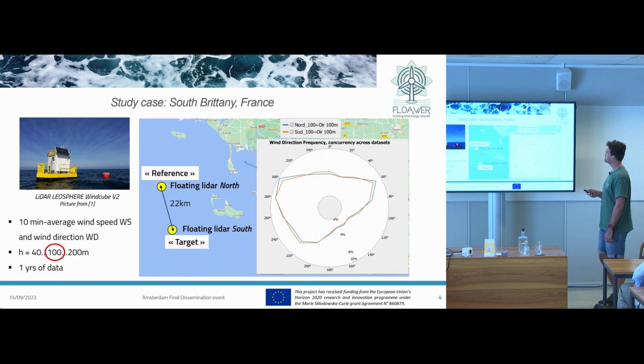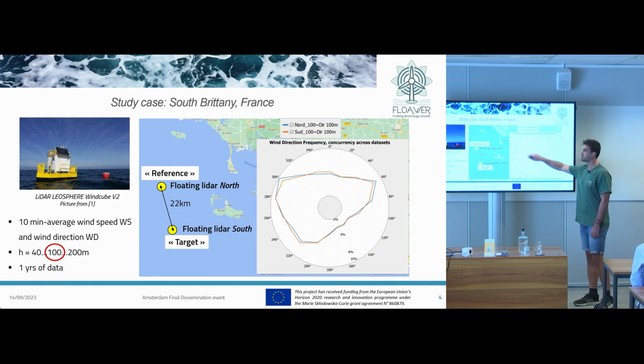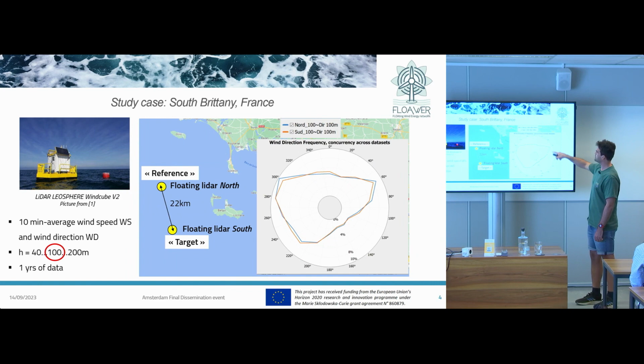If we take a quick look at the wind rose measured by the LiDAR, we can see that in this region, the wind is mainly coming from the west, and also a dominant wind from the northeast.